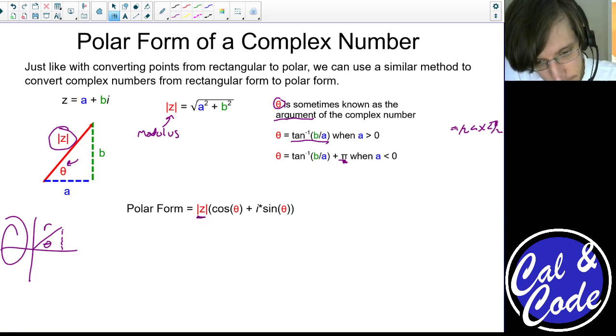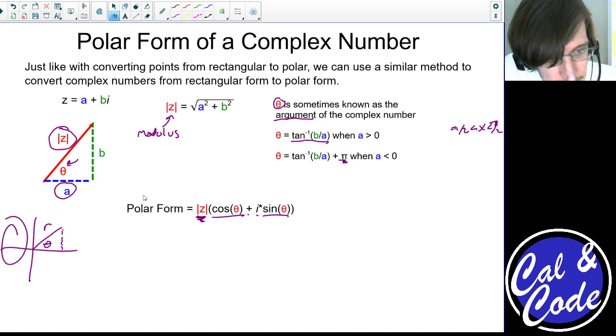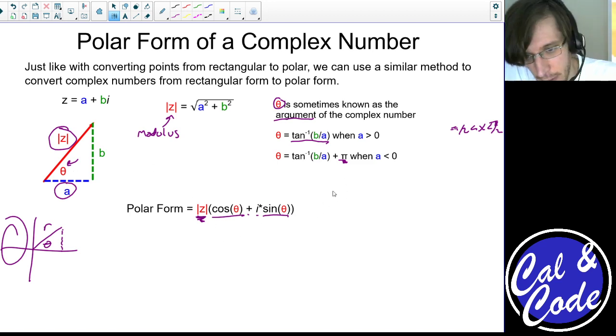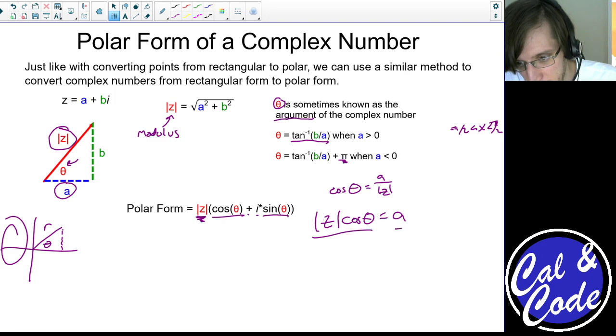It's the following. We get the modulus of z times the cosine of theta plus i times the sine of theta. Why is it that way? Well, if you think about it, how can I get to a? If I know theta and the absolute value of z, then I know that the cosine of theta is equal to a over the absolute value of z. And if I multiply that z over, you'll see that this is equal to a.